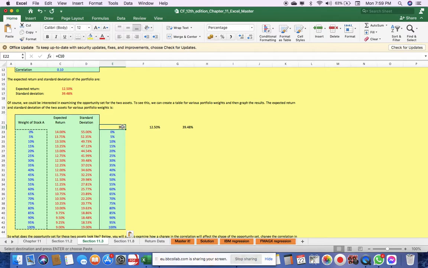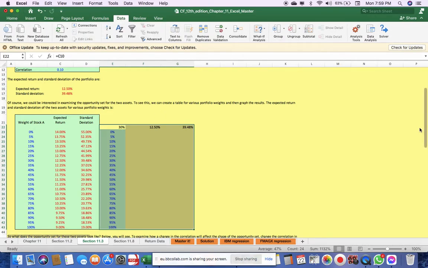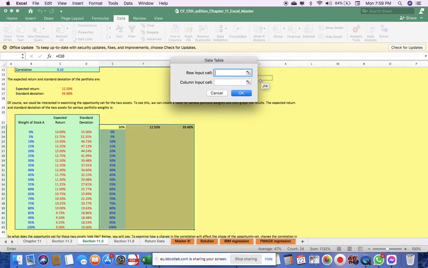How can I do it? Simply select the range of data where you want to use the data table. I selected the range here. Now I will go to the data ribbon, select What-If Analysis, Data Table. It is asking what you are changing in the row. In the row I am changing nothing, so I will keep it blank.